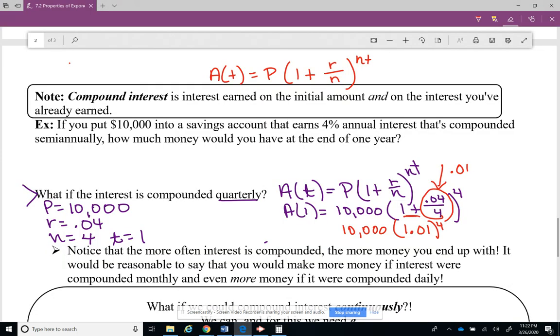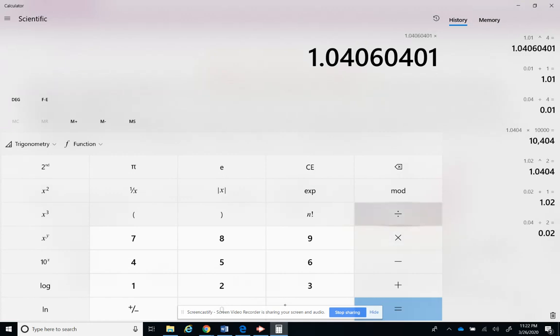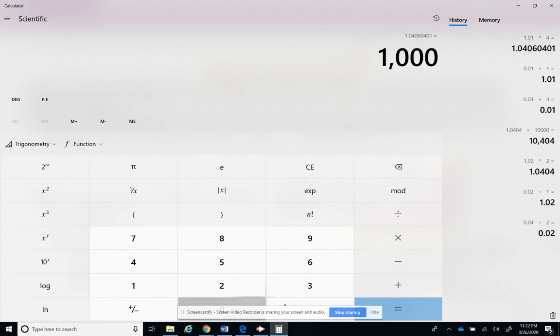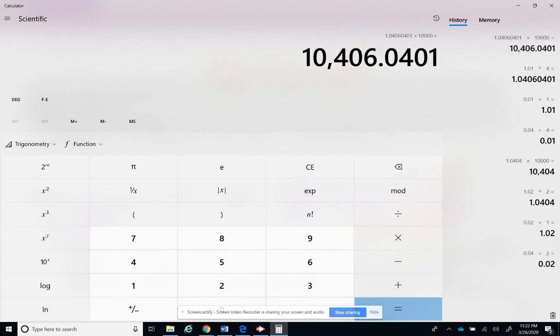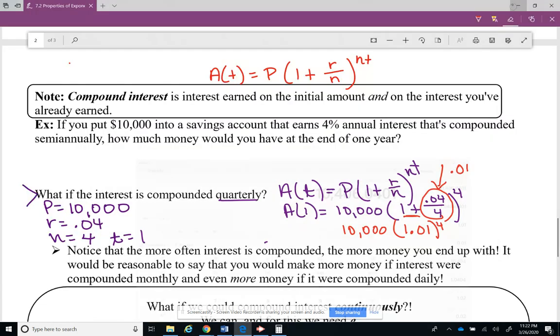But let's go back. We did 1.01 to the 4, and so now we're going to multiply it by the 10,000. So I'm going to go back to my calculator. I'm going to multiply it by 10,000, equals $10,406.04. Write that down. Help me remember that.